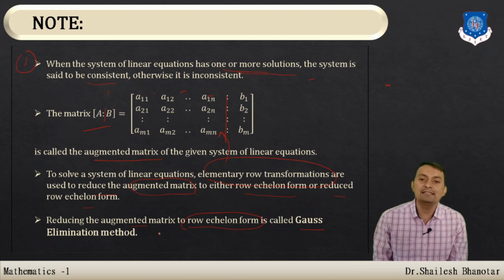And the second thing is that reducing the augmented matrix to the reduced row echelon form is known as the Gauss-Jordan method. And that we will see later on. But first we are going to focus on Gauss elimination, and altogether we will see the Gauss-Jordan method too.